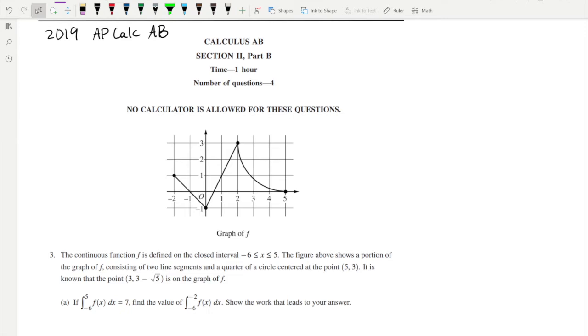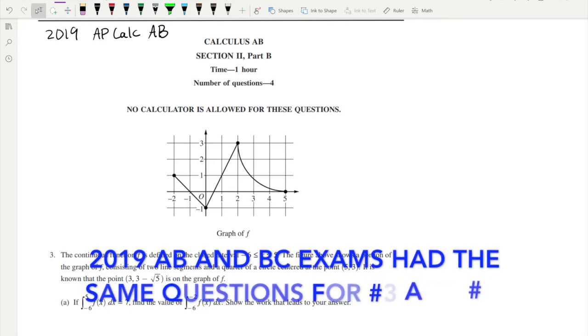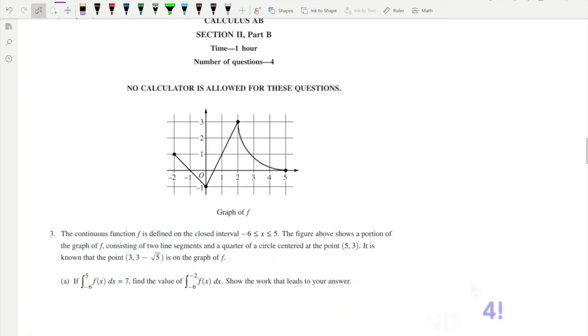All right, now we're going to move on to the second section of the FRQs from the 2019 AP Calc AB exam. Note that the first two here, problem 3 and problem 4, are the same as problem 3 and problem 4 on the BC exam. All right, so let's get started with number 3 here.